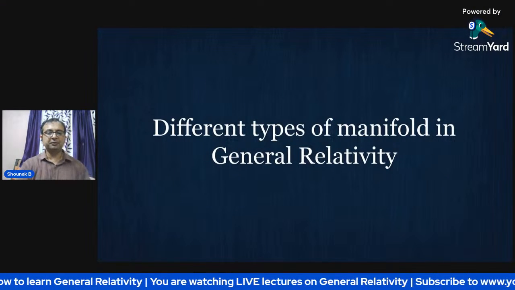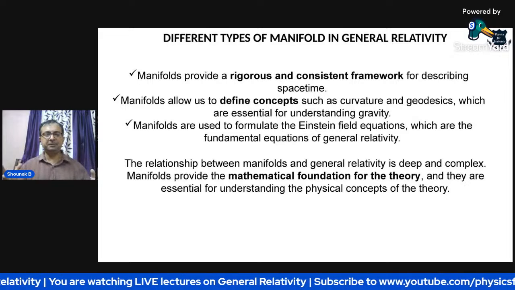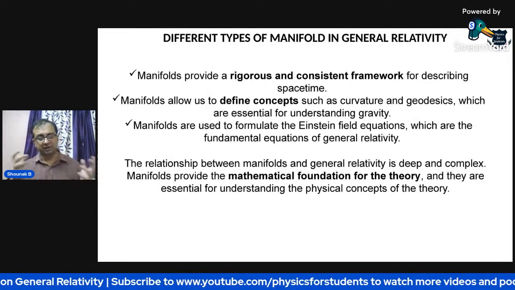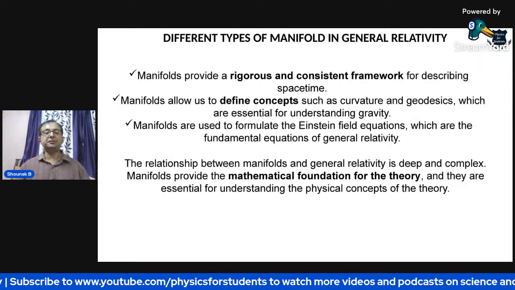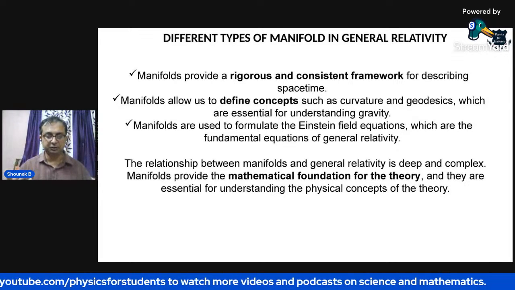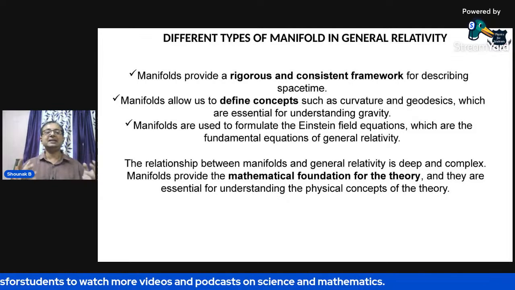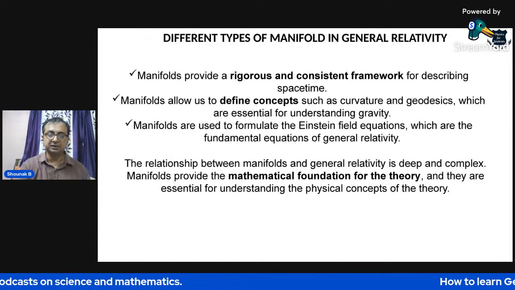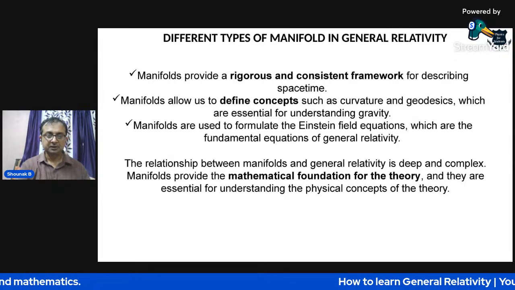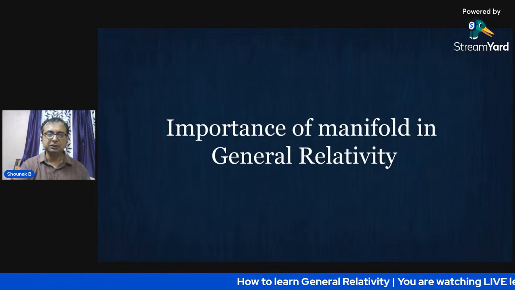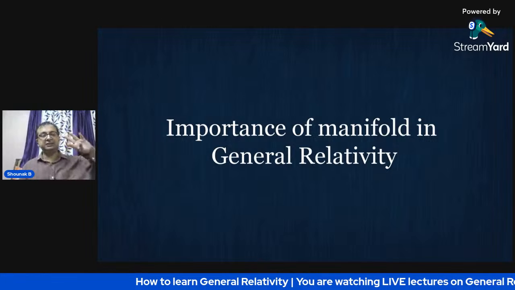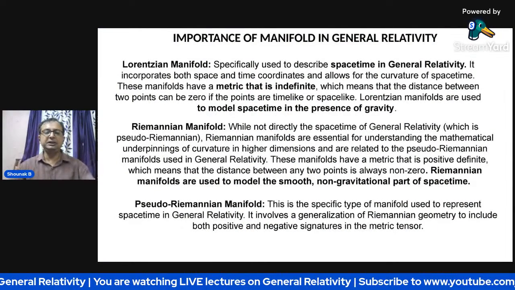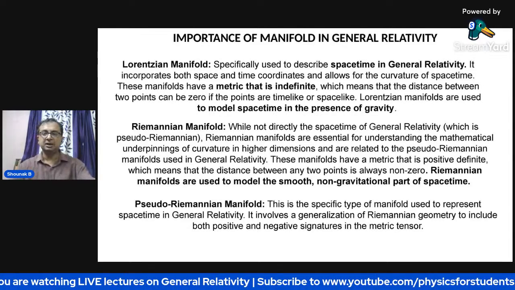So what are manifolds? As I told you, manifolds represent a rigorous structure of space-time. They allow us to define concepts such as curvature, geodesics, etc., and manifolds are used to formulate the Einstein field equations. So we can say this is the mathematical foundation of the theory, and they are very essential for the physical concepts of the theory. What is the importance of manifolds in general relativity? As you now see, these are the three types of manifolds. Now read it gently so that you can really understand all of them.